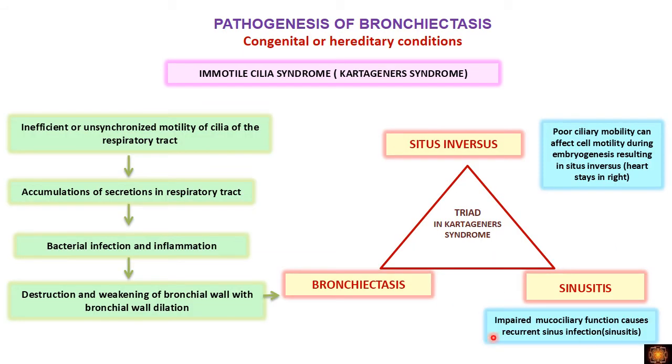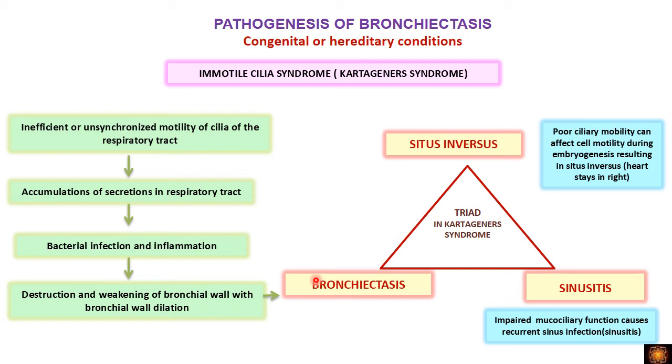Now, when you have inefficient motility of the cilia, obviously again you have accumulation of secretions, and this accumulation of secretions again becomes a good source for bacterial growth. Then you have infection and inflammatory destruction of the wall, leading to bronchiectasis. This is the cause of the bronchiectasis in Kartagener syndrome.